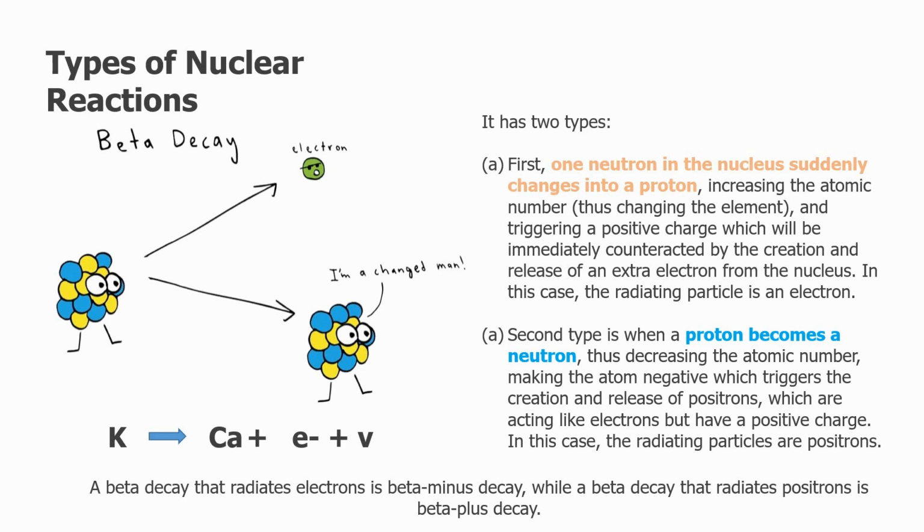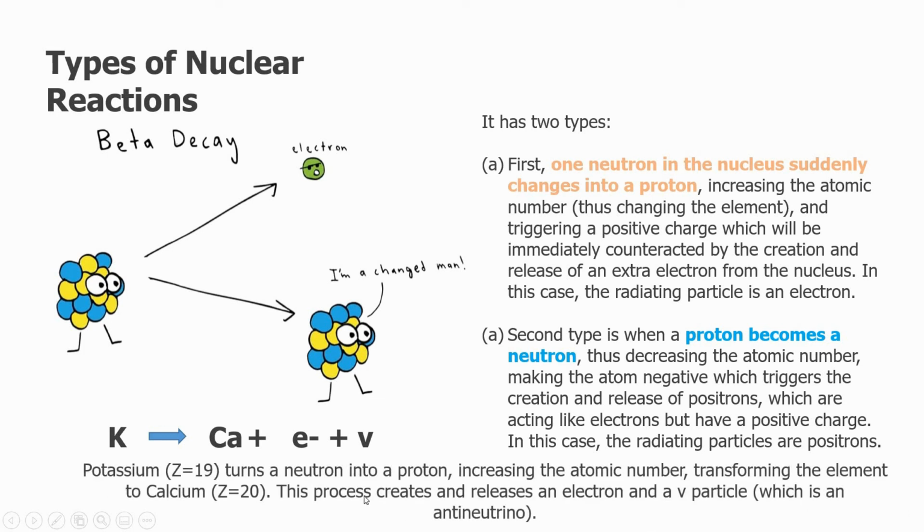A beta decay that radiates electrons is what you call a beta minus decay. So kapag yung niradiate is an electron, such as in the first case, it is called beta minus decay. And then yung pangalawa naman, it is beta plus decay because it radiated a positron.